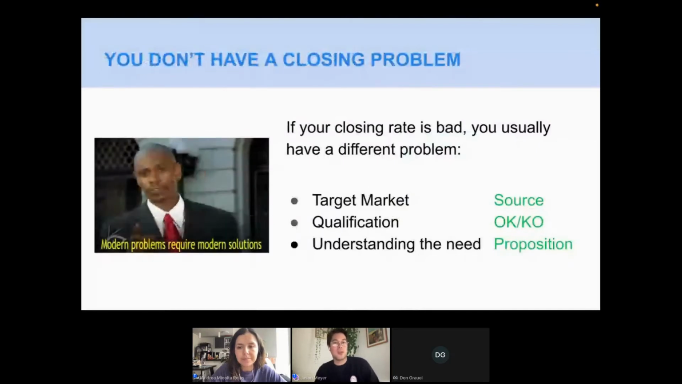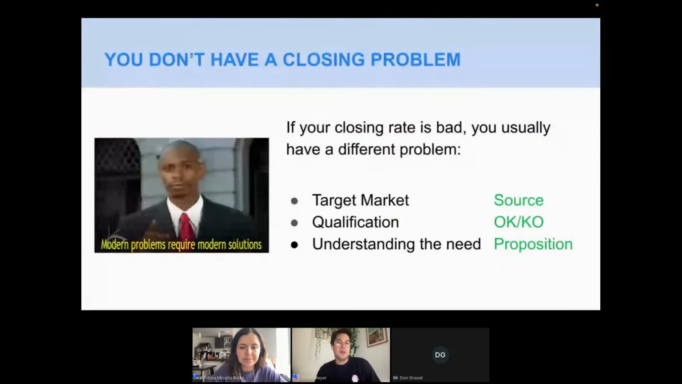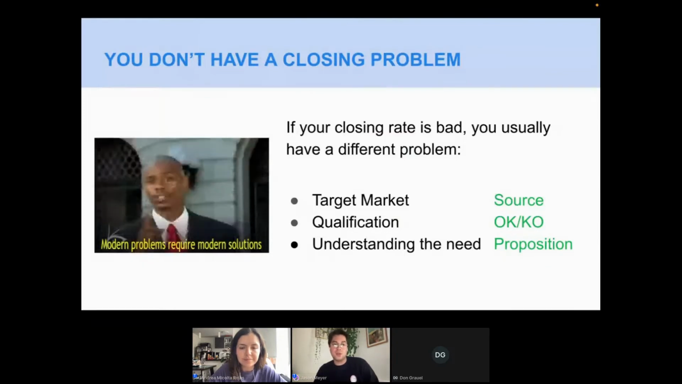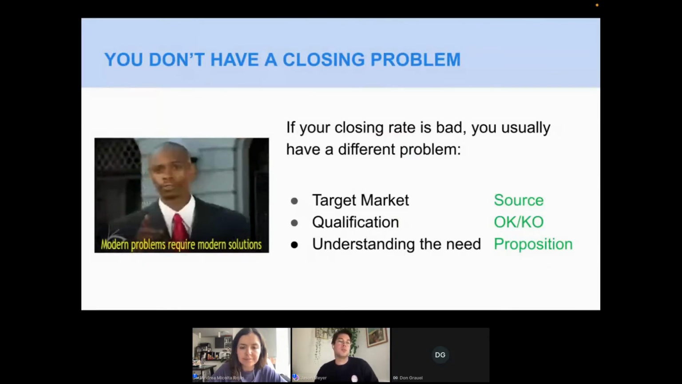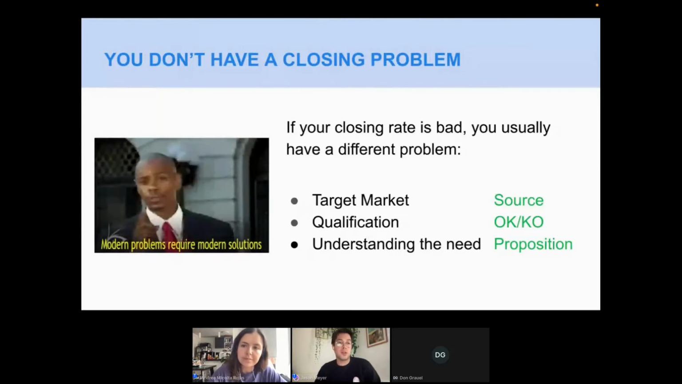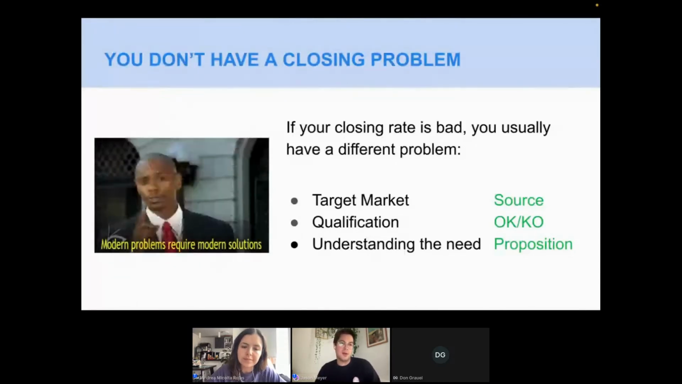Again, you might not have a closing problem. Perhaps your closing rate is bad, but you usually have a different problem. Either you're not defining your target so well, you're not getting into the correct industry that you need to, or you're not qualifying as effectively as you should, because perhaps you're not talking to the decision maker, perhaps your product doesn't make sense for them at the stage they're in, and also perhaps you haven't understood their need as well.